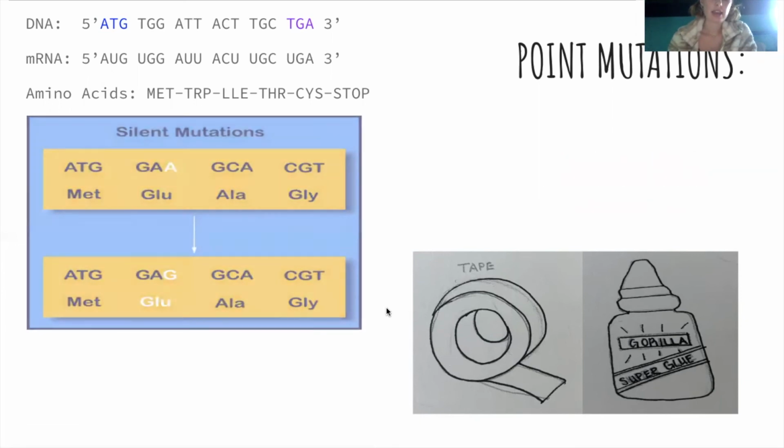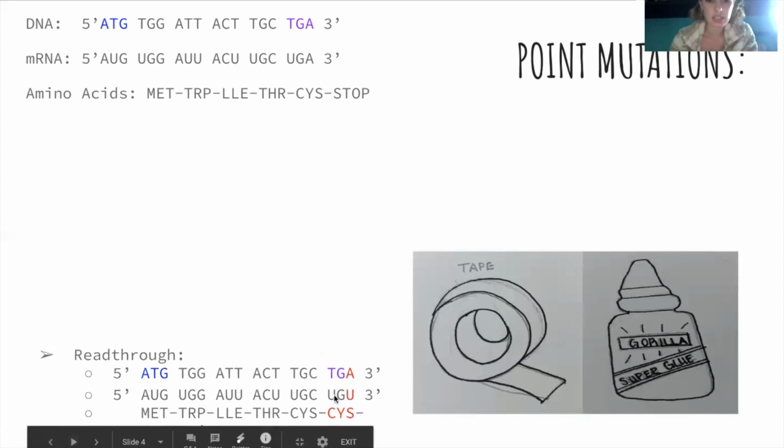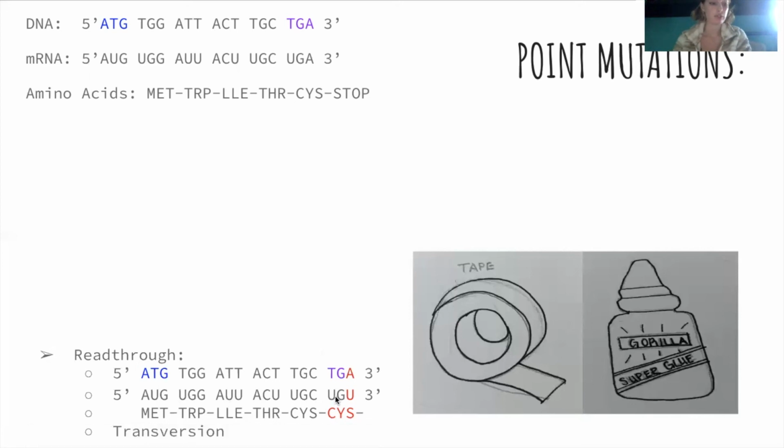Alrighty. And then we have a read-through mutation. It's when the stop codon is mutated to where it produces an amino acid and the protein strand continues on longer than it should have. For our example, you can see here that the UGA is changed to a UGU.